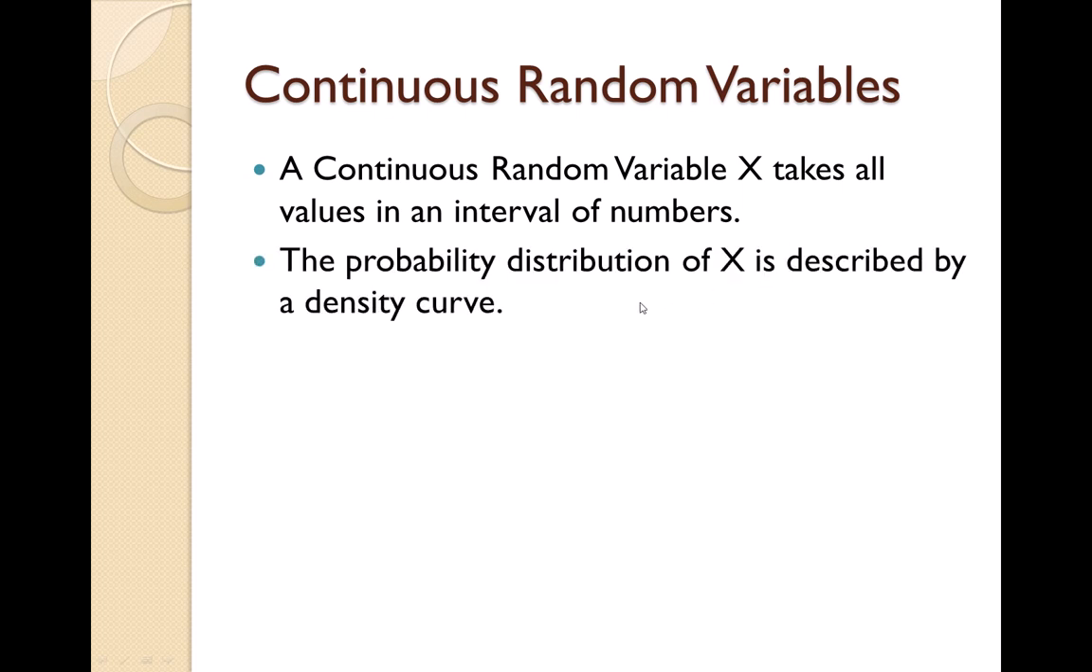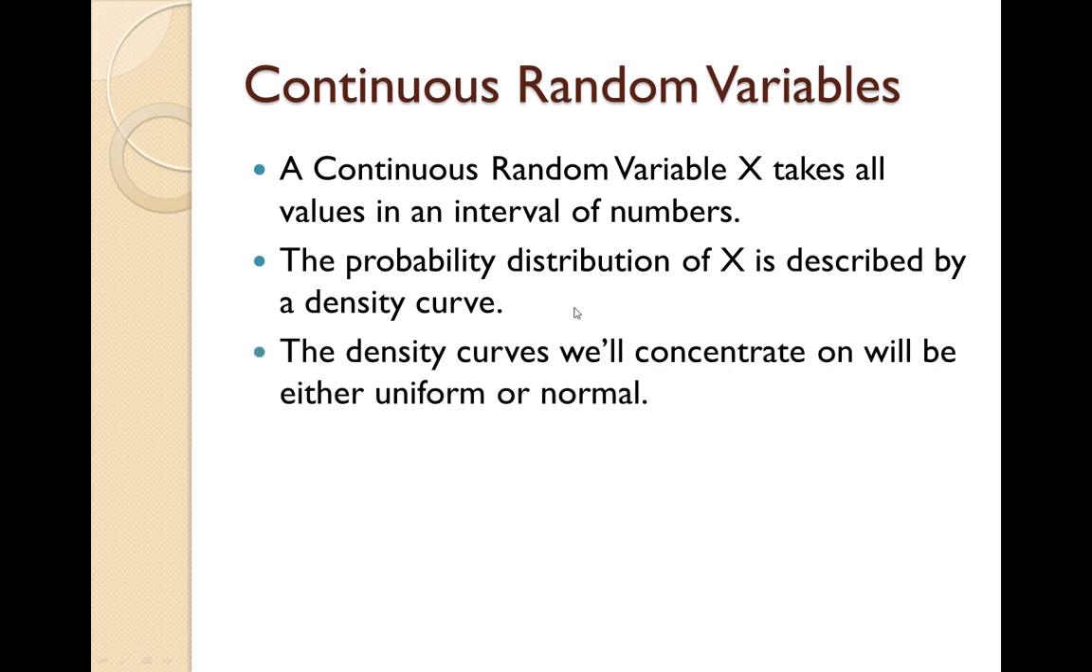Since there are so many values in between the integer values, you can't possibly put them in a table of values. You have to describe a continuous random variable's probability distribution with a density curve. Density curves that we covered were uniform or normal.